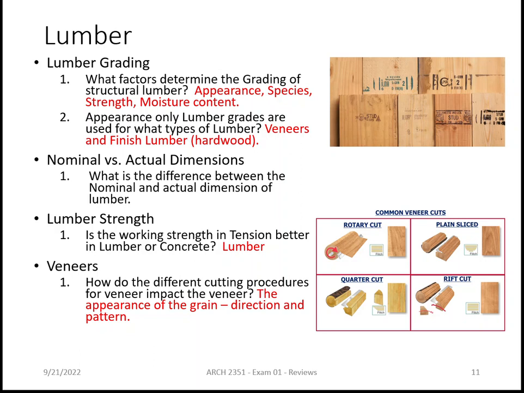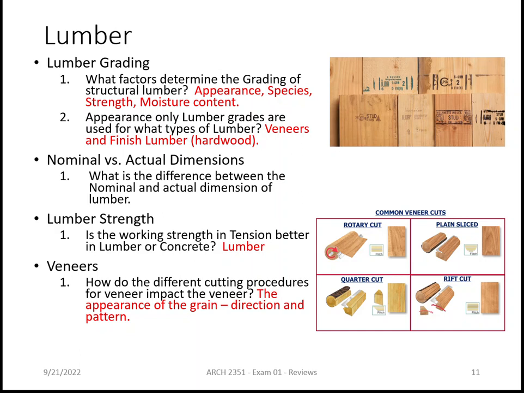What's nominal versus actual dimensions? 2 by 4. Okay, so which one's nominal and which one's actual? Nominal is the 2x4. Actual dimensions is 1.5 by 3.5. Right. Okay.